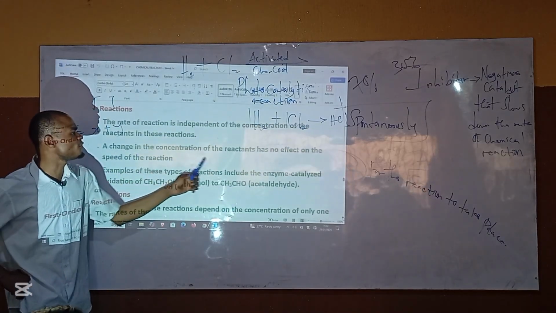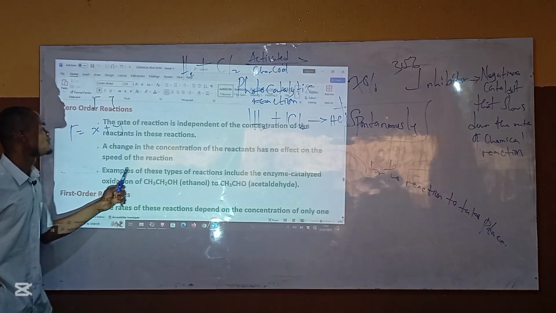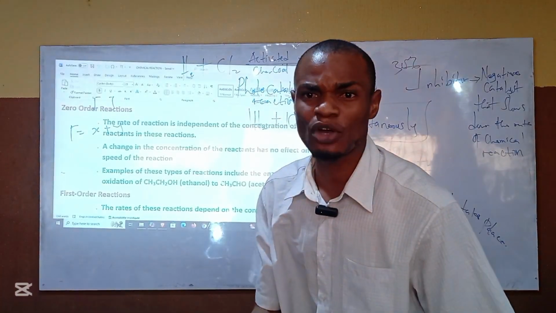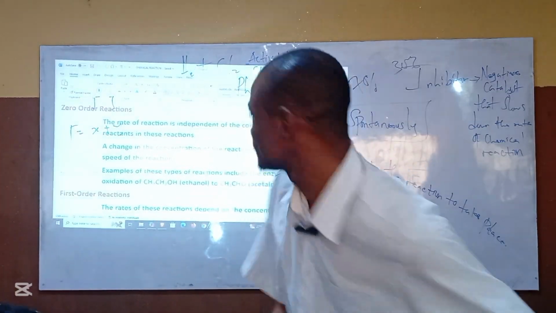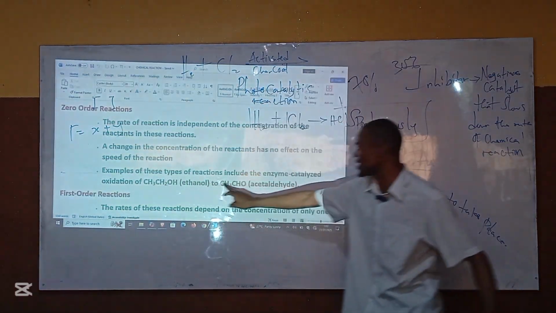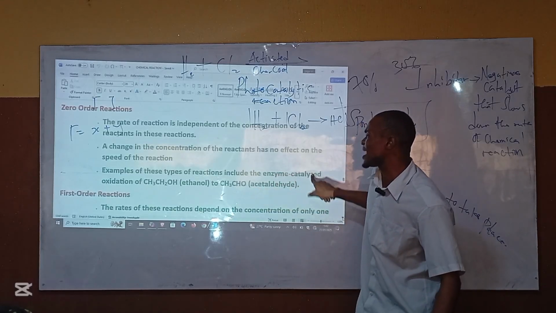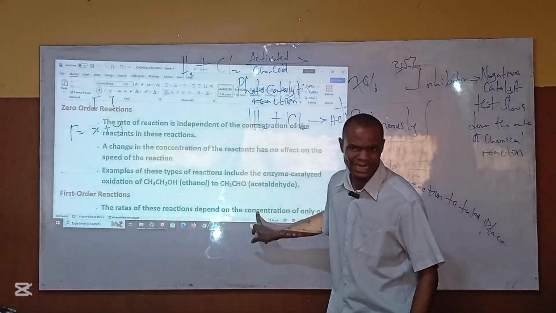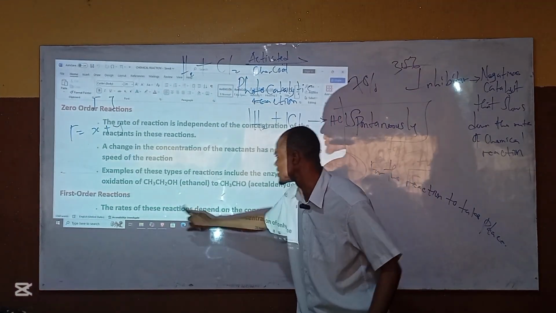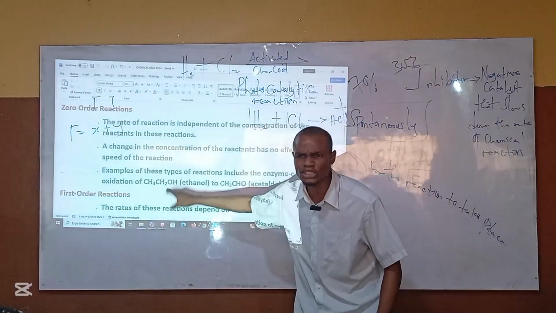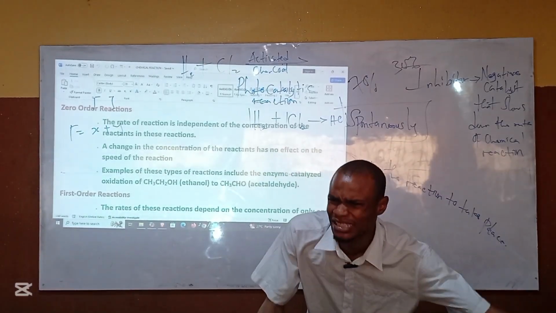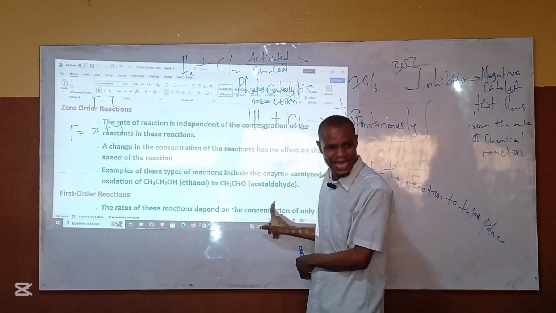The change in concentration of the reactant has no effect for zero order. Concentration has no effect on the rate of chemical reaction. Examples of this type of reaction include enzyme catalyzed oxidation. Ethanol can be oxidized, and the concentration of ethanol is not affecting the rate at which the ethanol will be oxidized.